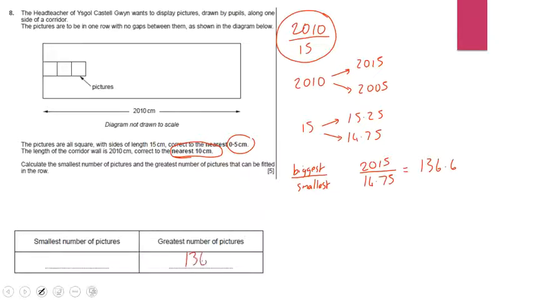136 pictures. And then to work out the smallest number of pictures, we would want to divide the smallest value on top by the biggest value. So in this case, the smallest value that we could divide by on top would be 2005, so we would use the lower bound of that measurement, and we would divide it by 15.25, which is the maximum value length of each picture, and dividing that on our calculators will this time give us 131.47. So again, rounding that back down, the smallest number of pictures that would fit on the wall would be 131.